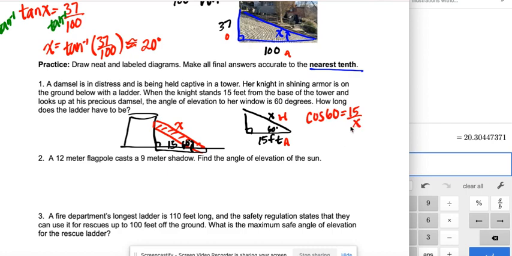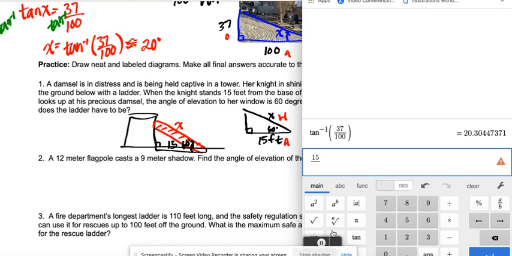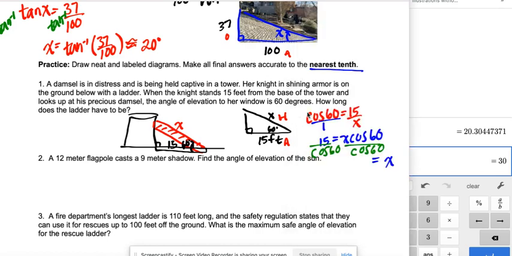When I have x in the denominator, it's a little extra work. So I'm going to put this over 1 and cross multiply. And then to get x by itself, divide by the cosine of 60. And that should give us our final answer of x. Put that in our calculator. And we get exactly 30 feet. So we need a 30-foot ladder to reach that damsel in distress.